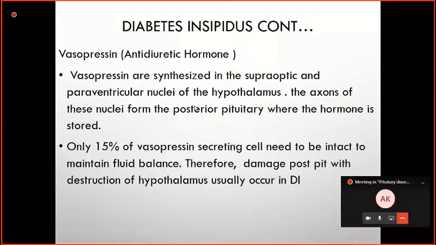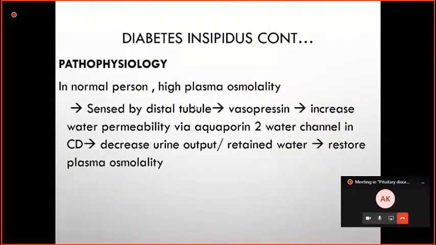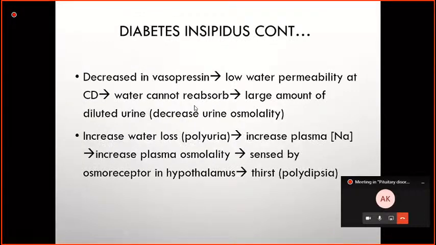Any questions? Any question about diabetes insipidus? You will learn more about diabetes insipidus in the urinary system. This one you can read. Diabetes insipidus itself is a topic of the urinary system because it can be caused by two pathologies. One is called cranial diabetes insipidus, which is what is concerned right now. Another one is renal diabetes insipidus. So in urinary you will learn about diabetes insipidus again.